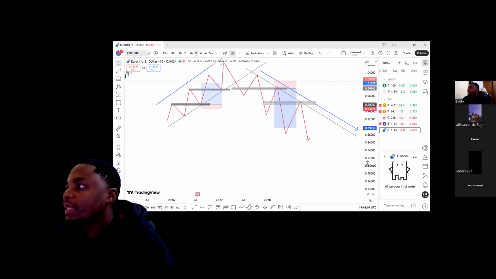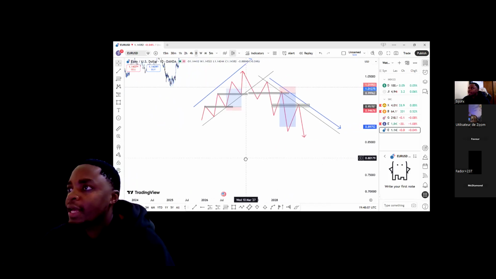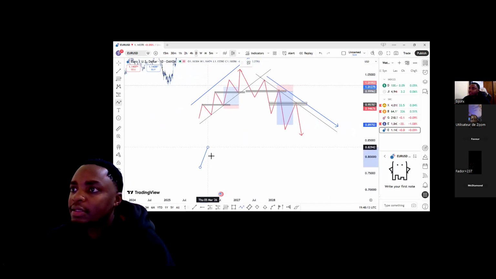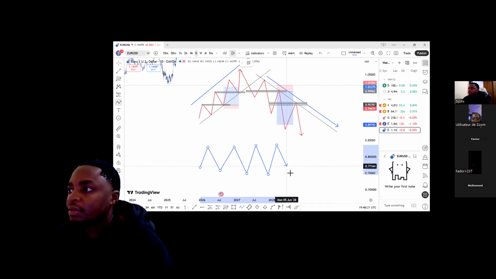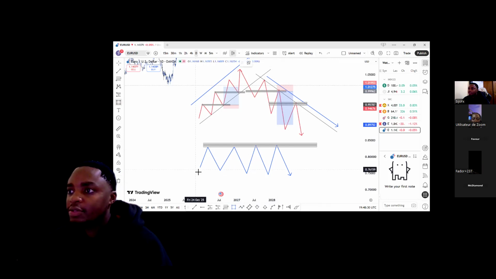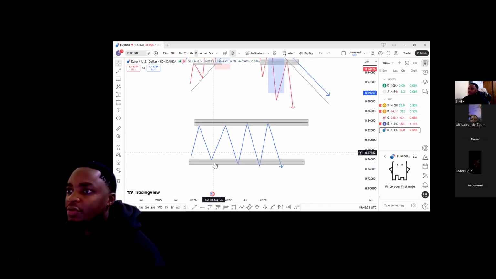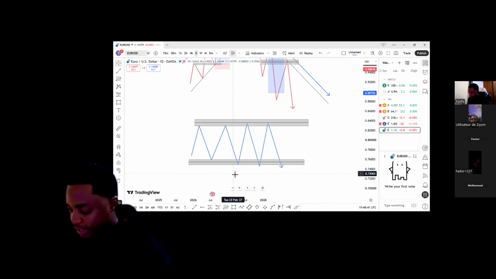There are times you enter the chart and you see the market doing something like this, just ranging. You'll be having this resistance and you'll be having this support, and the market will just be ranging here like this. We call this a ranging market, or we can call that consolidation.